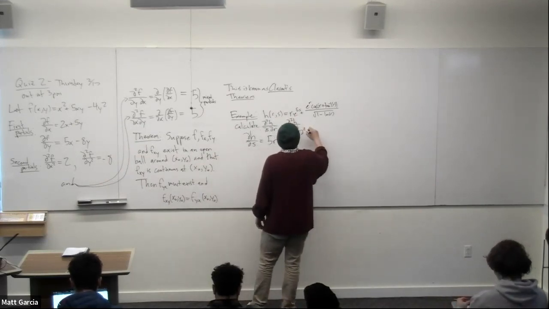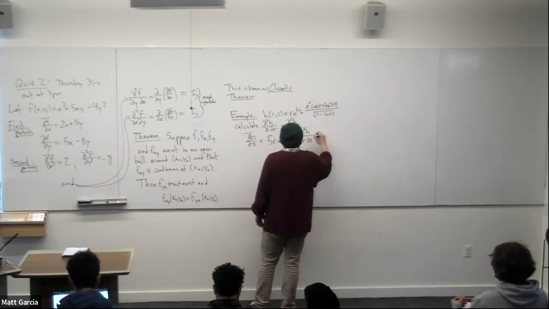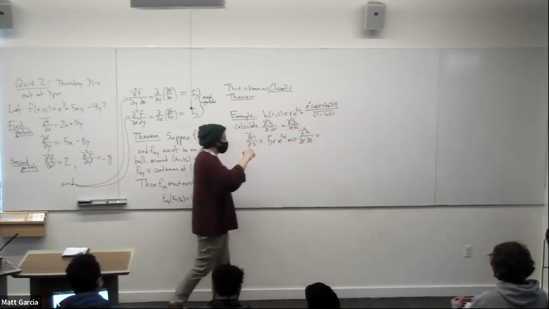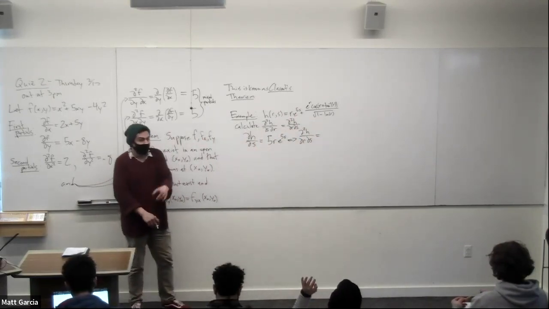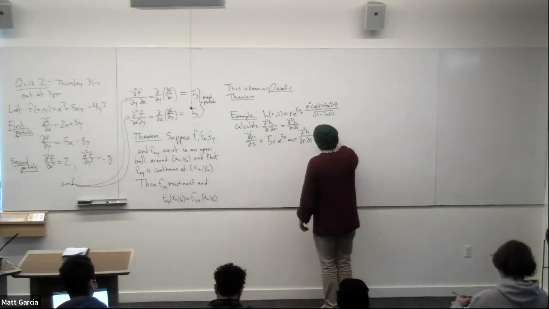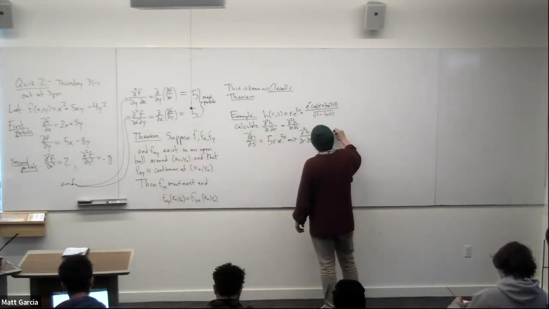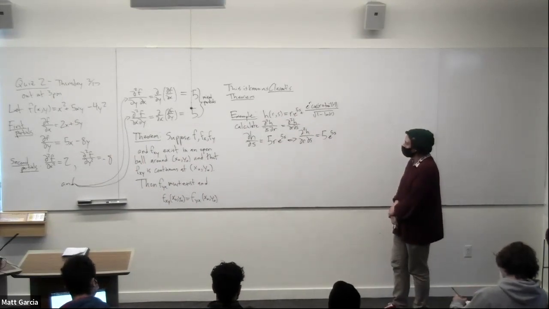Now if we take the mixed partial, what do we get? Differentiate this with respect to r. Yeah, just 5e to the 5s. The derivative of r is 1, and everything else is a constant as far as r is concerned.